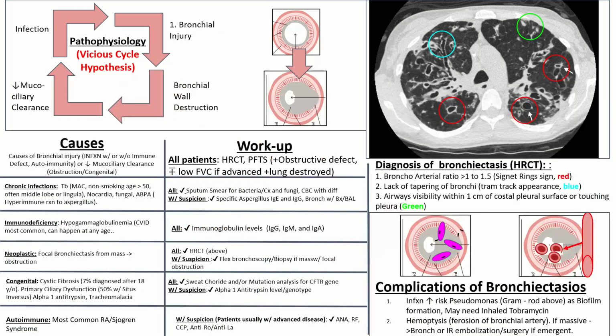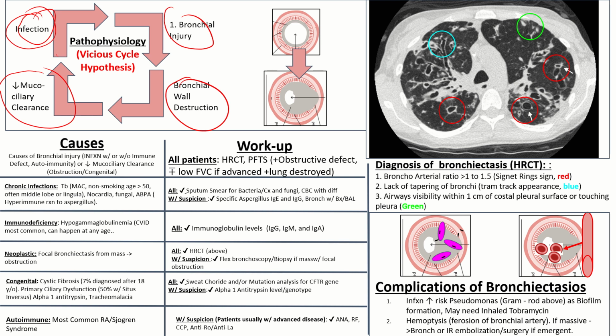I'm not going to go over this too much, but remember your vicious cycle hypothesis of impaired mucociliary clearance, infection, bronchial injury, and bronchial wall destruction. And remember to work up for all the causes of bronchiectasis when you first get it. So you can think about working up for infection. Could they have a chronic infection, a chronic atypical infection, or immune deficiency that puts them at risk of the infection? Check a sputum smear for everyone, CBC with diff and immunoglobulin levels. Everyone gets HRCT and PFTs no matter what.